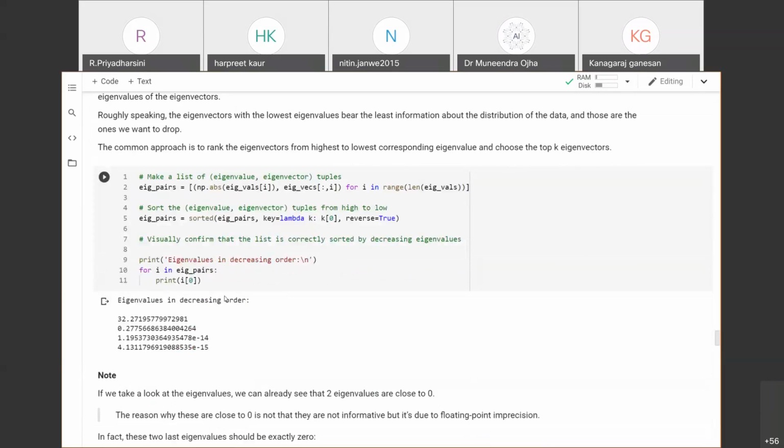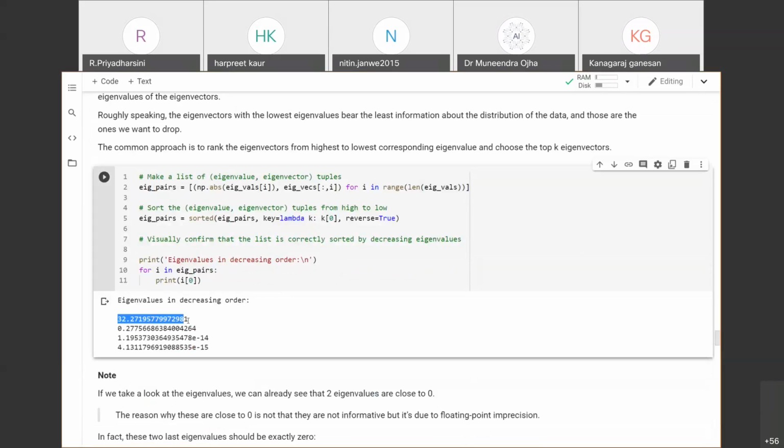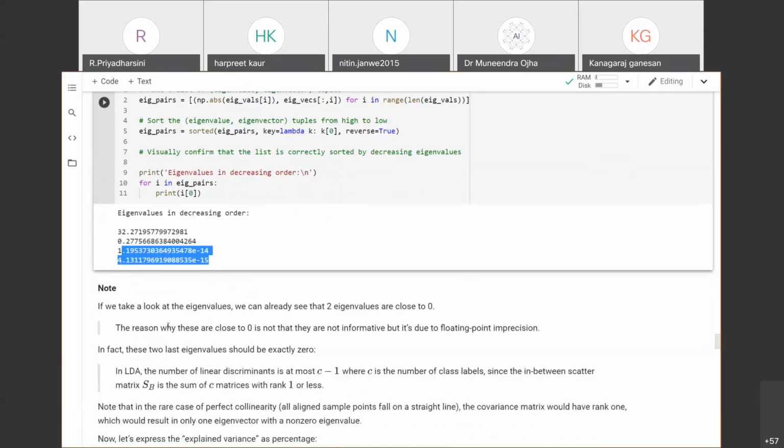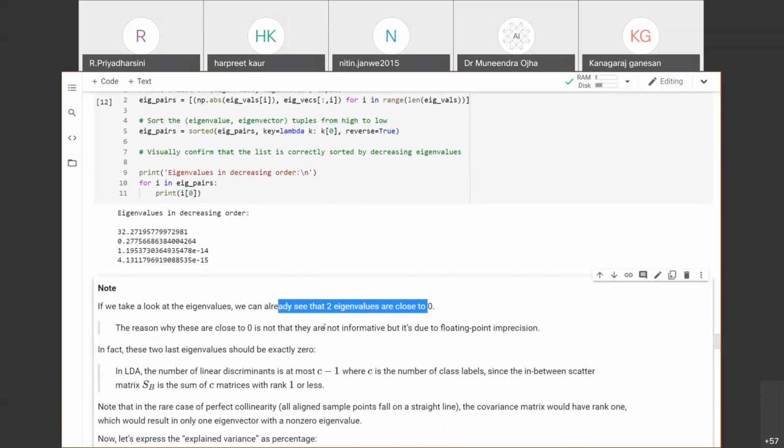So we are sorting them in the decreasing order, and this is the decreasing order. The first eigenvalue is 32, second is 0.27, third is 10 to the power minus 14, minus 15. In fact, the last two should be 0. However, just due to floating point error, they are still not 0, but assume them to be 0. We can already see that two eigenvalues are close to 0. This is due to floating point imprecision. In fact, these two last eigenvalues should be exactly 0.